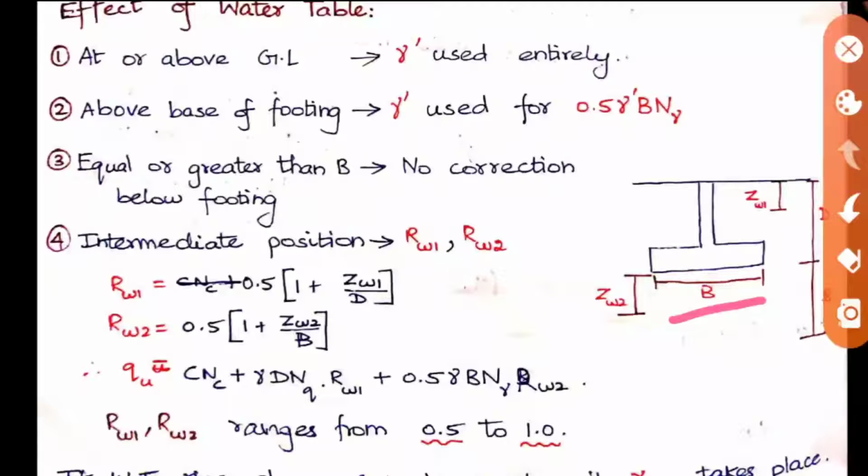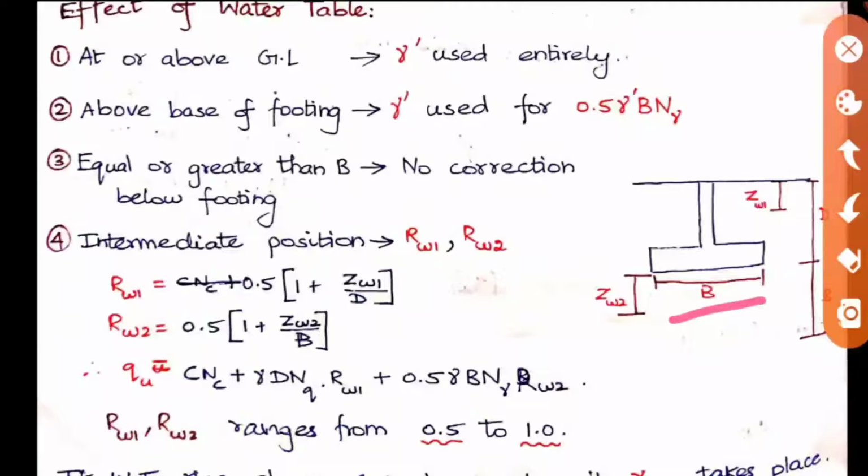In the first case, it is at or above the ground level, so this will be the water level, which means gamma dash has to be used entirely. In the second case, if it is above the base of the footing, then gamma dash is used for 0.5 gamma dash B N gamma, no? For that factor alone, gamma dash can be changed. And when it is equal to or greater than B, no correction is necessary. Okay, and then the fourth case is the intermediate position.